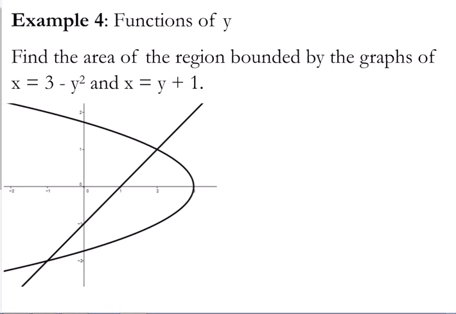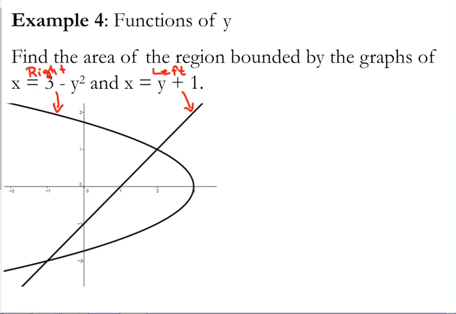So we're trying to find the area of the region bounded by the graphs x equals 3 minus y squared, so that's just a sideways parabola, so that is that graph, and x equals y plus 1. It's still a linear function, it's just in terms of y instead of in terms of x. So this is going to be our right, and this is going to be our left.